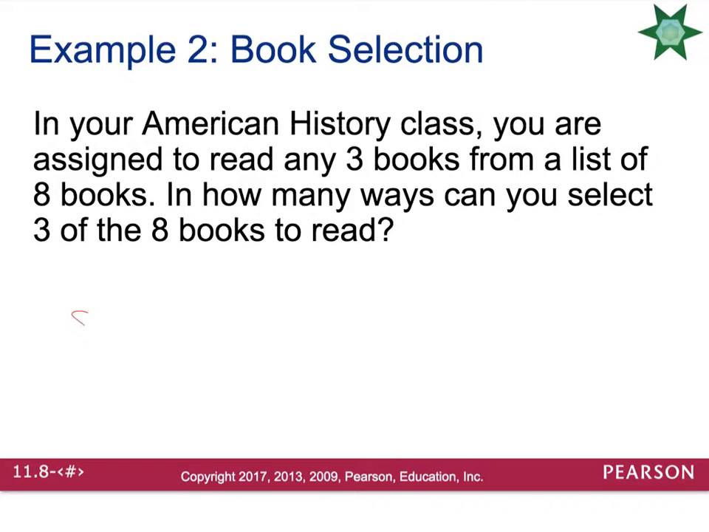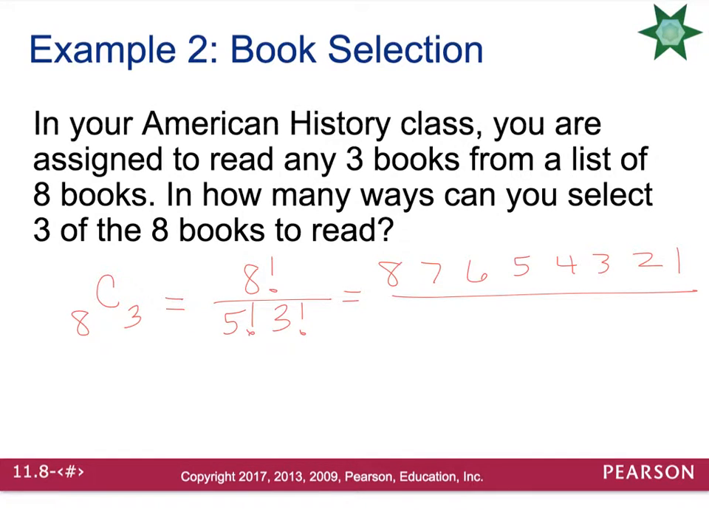So you would say that you have a set of 8, and you would like to do a combination of 3 of them. So the formula says that you should do 8 factorial in the numerator. In the denominator, you should do 8 minus 3, which is 5 factorial, times 3 factorial. So if you're doing this by hand, you could write it out. 8, 7, 6, 5, 4, 3, 2, 1. And then 5 factorial would be 5, 4, 3, 2, 1. And 3 factorial would be 3, 2, 1.